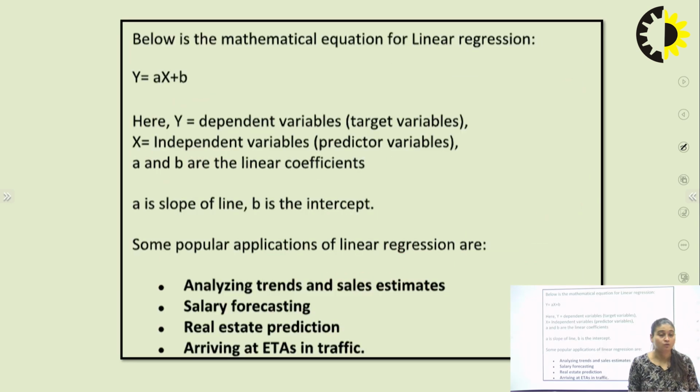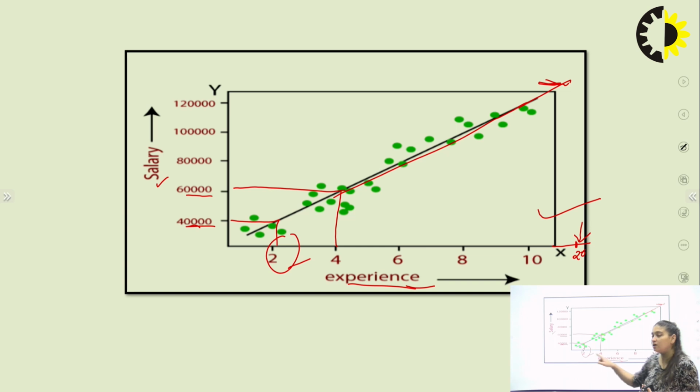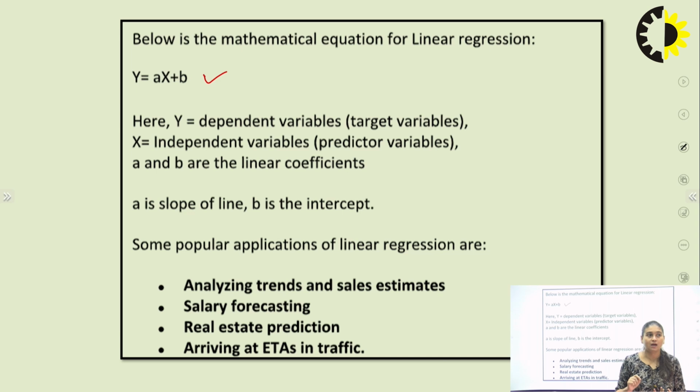Now what would be the equation of this? There is some mathematics involved in linear regression, and this is the mathematical equation for linear regression. So let's understand it. y = ax + b. What is y? y is the dependent variable. If we see in this figure, what is the dependent variable? It is salary, so y is salary. Then a and b are the linear coefficients, and x is the independent variable, or you can say the predictor variable.